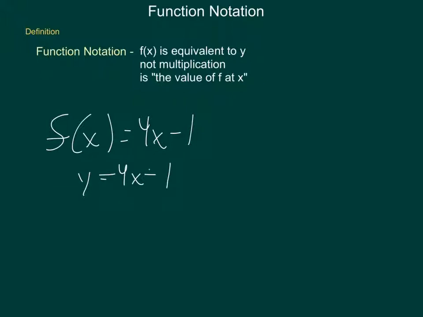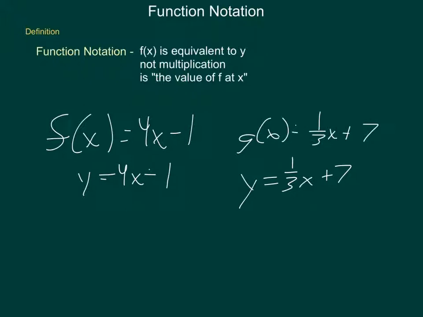But when we have multiple functions happening in the same situation, and I had another one to do, I would say y equals 1/3 x plus 7. Now when I talk about them, I'd have to say, well, which y am I curious about? The way we take care of this in function notation is I'd simply say g of x equals 1/3 x plus 7. Then I could talk about the function f, or I could talk about the function g, and it becomes much more clear as to what is happening.